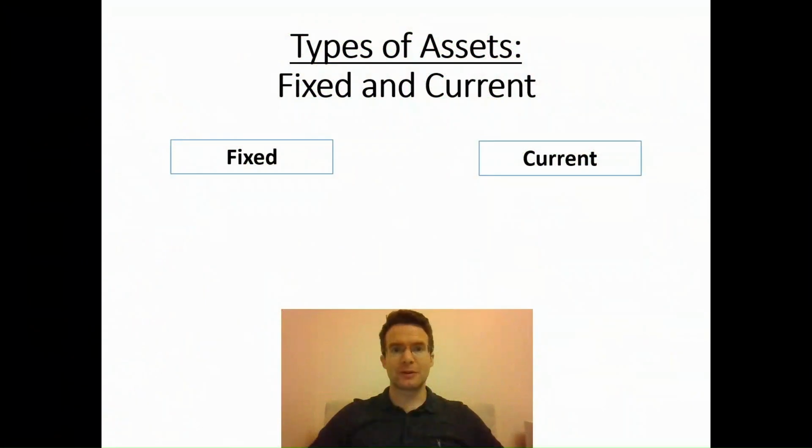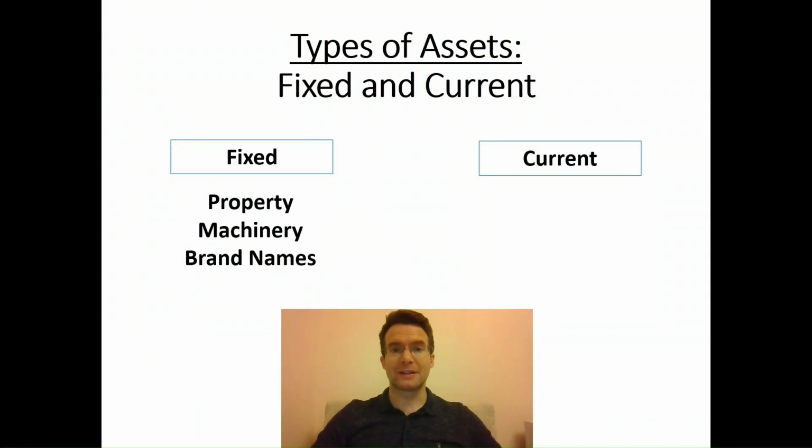Let's get into it. So the difference between fixed and current assets is determined by the length of time you intend to keep the said asset. For example, fixed assets a business will generally keep for a year or longer. A current asset, on the flip side, is something that will be used up by the business in a year or less time. Let's have a look at some examples.